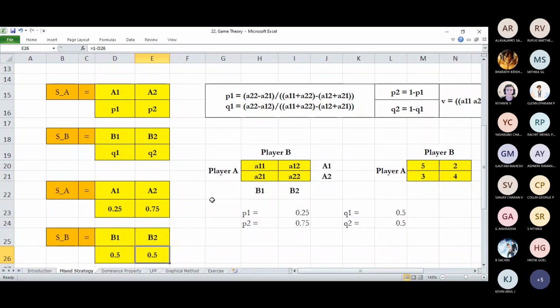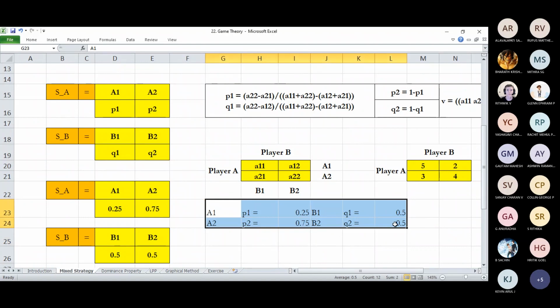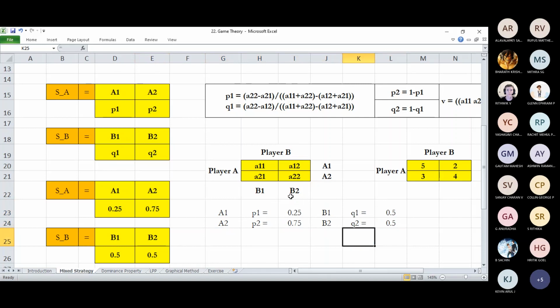So this is typically the value of the probability of A1 and A2, and B1 and B2. As simple as that, right? Now what we're going to do is find the value of the game. The value of the game can be represented by capital V or small v. It does not make any difference.